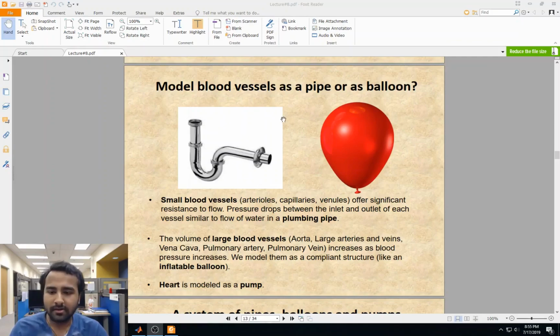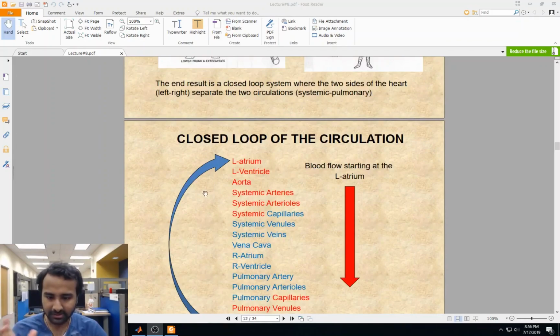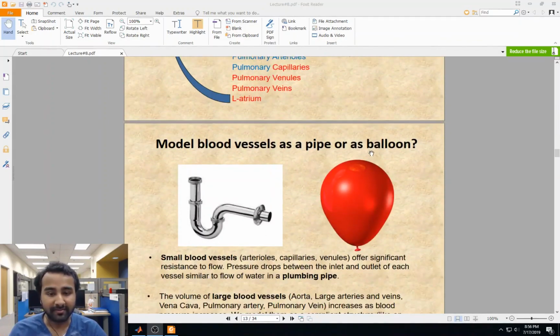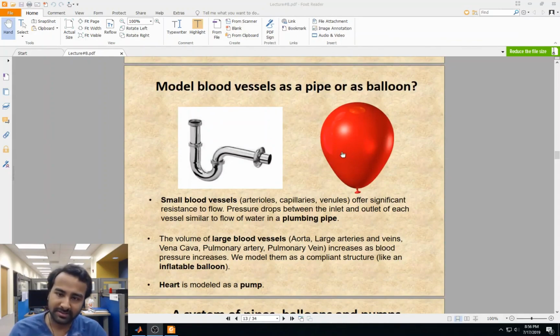Alright, so how do we actually go about modeling this complicated circulatory system, even in our simplified sketch where we only have the pulmonary circulation, the systemic circulation, left and right heart? How do we actually model it mathematically? Well, we need to make some assumptions naturally.